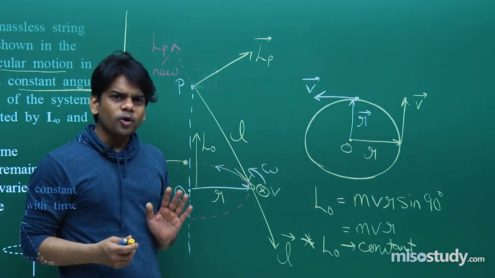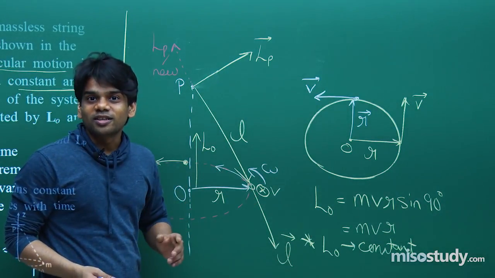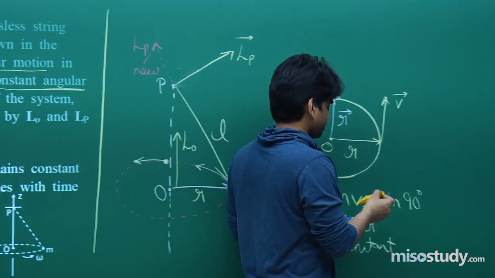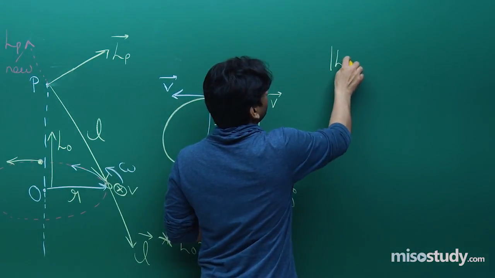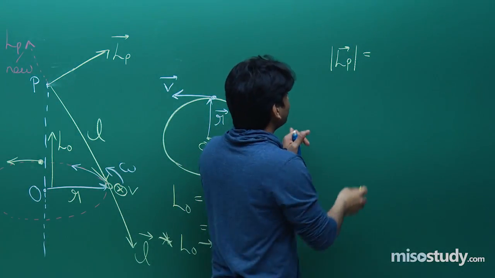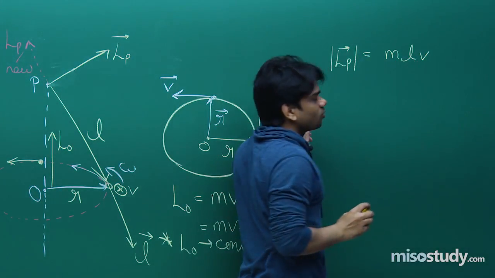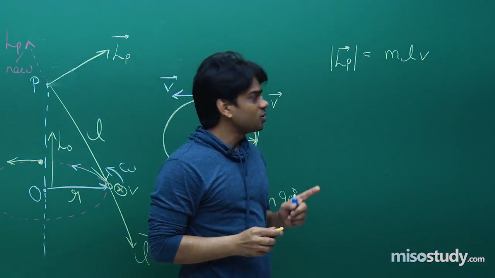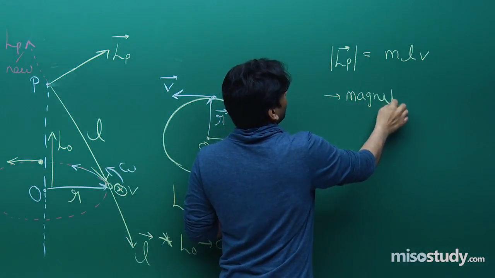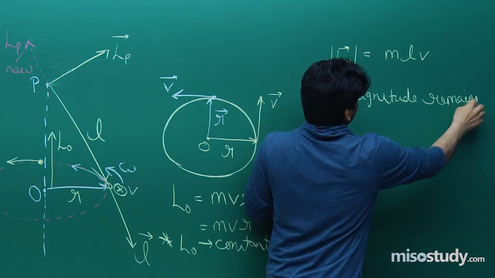But let us talk about the magnitude. Again, L and V both are perpendicular to each other. You can clearly see that L and V are perpendicular to each other. Its magnitude will remain the same. If I talk about magnitude of LP, that will be equal to magnitude of ML multiplied with V. This is what we will be getting. Magnitude will remain the same. So for LP we are having magnitude remains constant but direction varies.